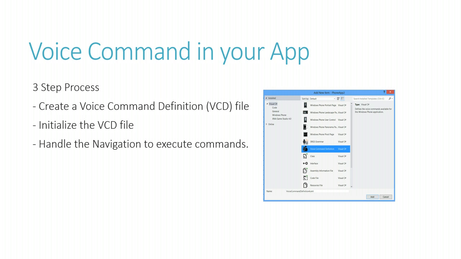So the next step is to initialize the VCD file. The Windows Phone should be able to understand the commands and hence the VCD file has to be initialized. This is required only when you initialize the app for the first time, or when you're running the app for the first time. The initialization step is also pretty simple and straightforward and can be done with just a few lines of code, and the most preferred way of doing this is using the application launching event.